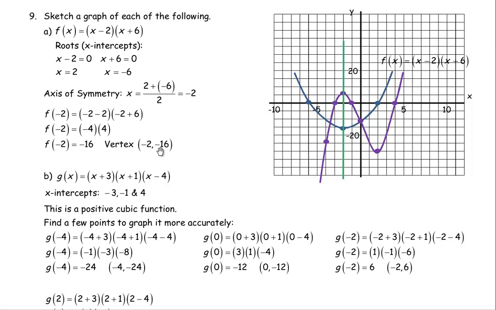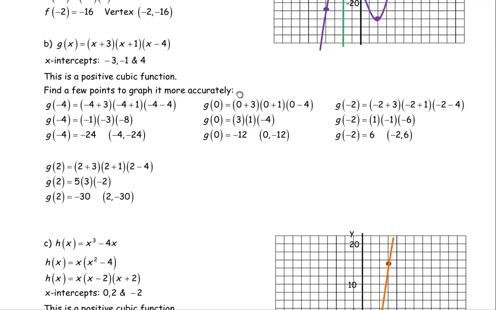So we can find what the y-coordinate is, we're looking for this number now here, by putting that negative 2 back into the function in place of x here, here, and here. And so that's what that looks like. This would be negative 4 times positive 4, which is negative 16. So negative 2, negative 16 is the vertex. So the vertex is right here, negative 2, negative 16, and then we could draw our smooth parabolic curve between all that.